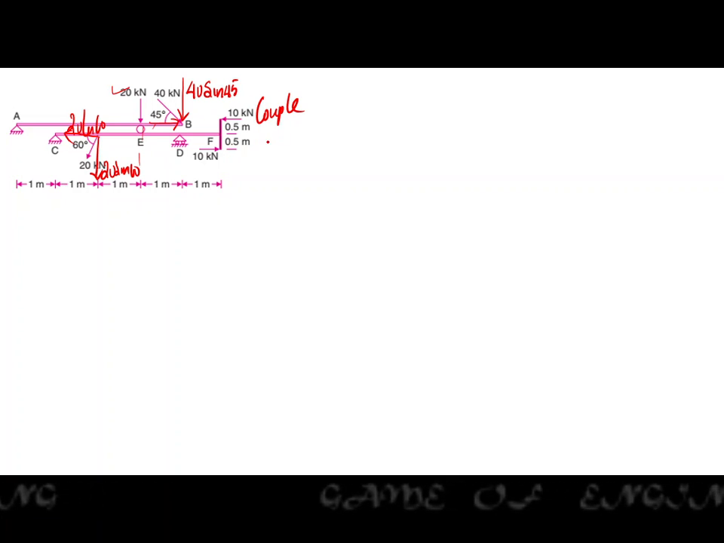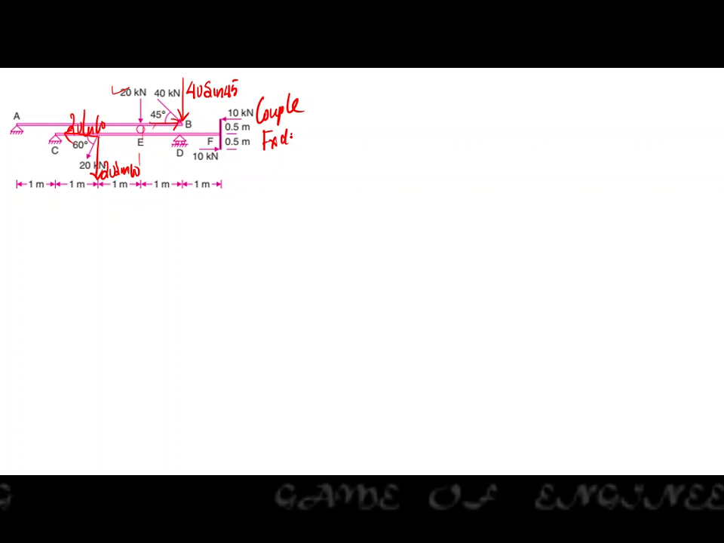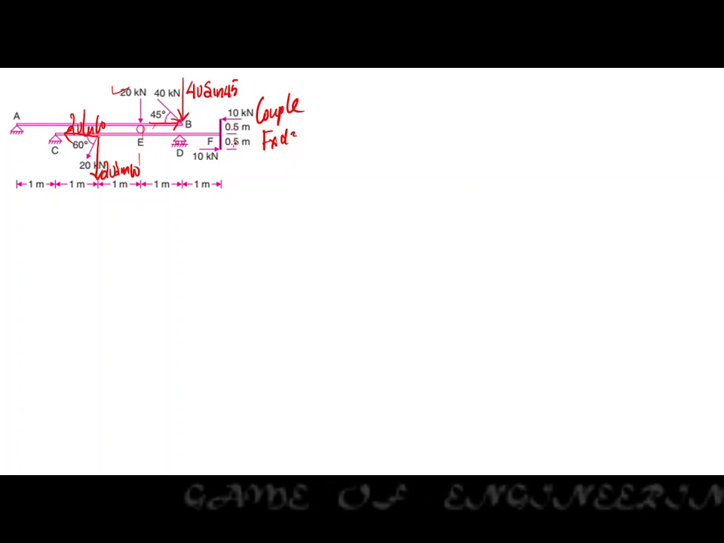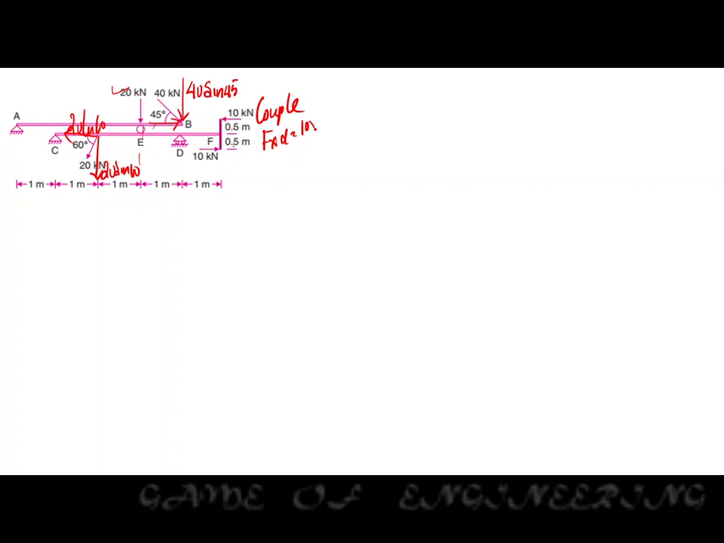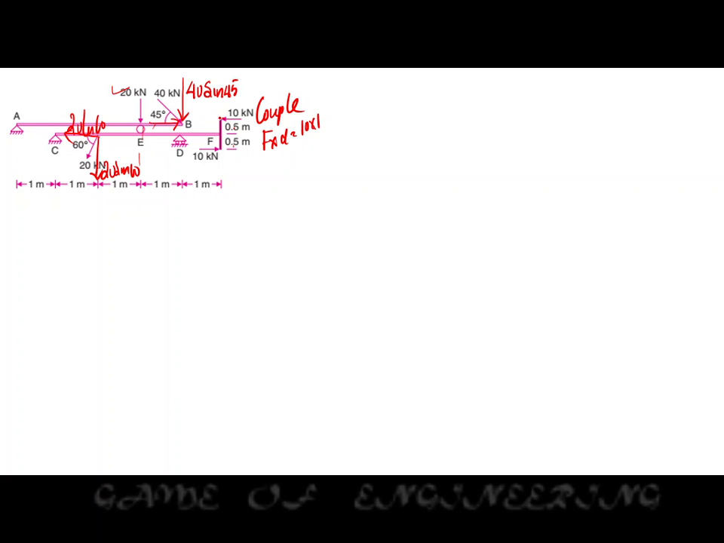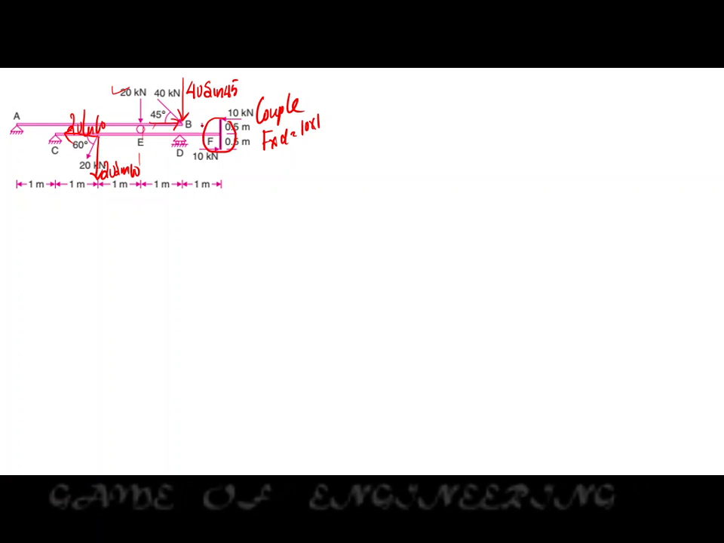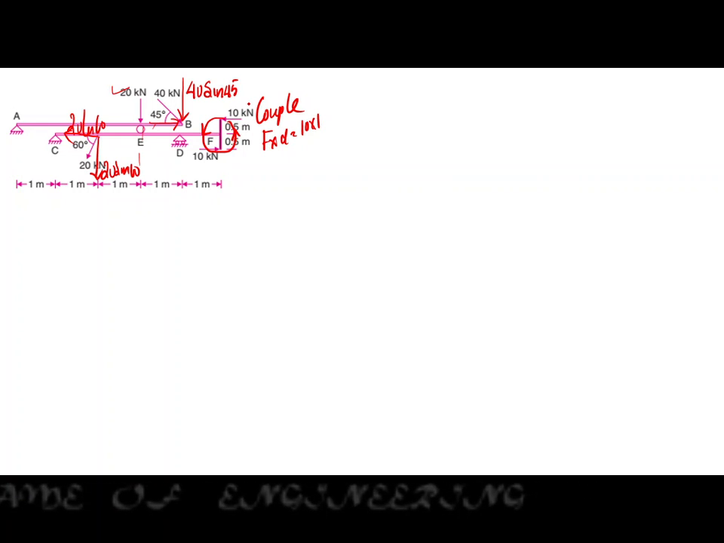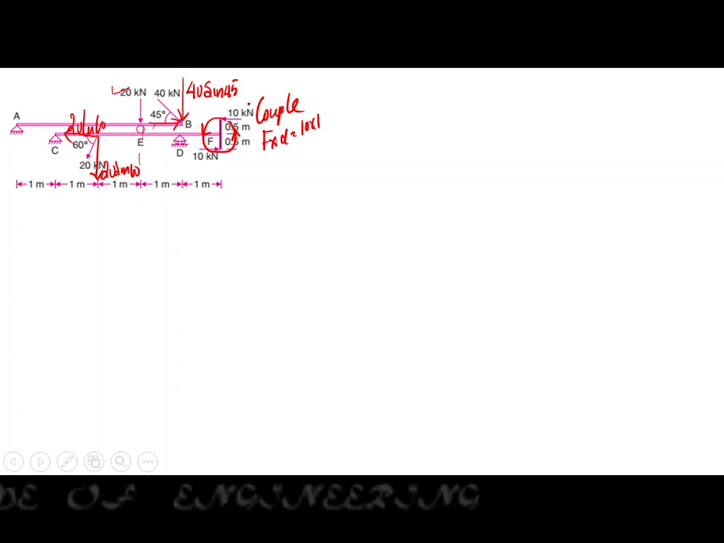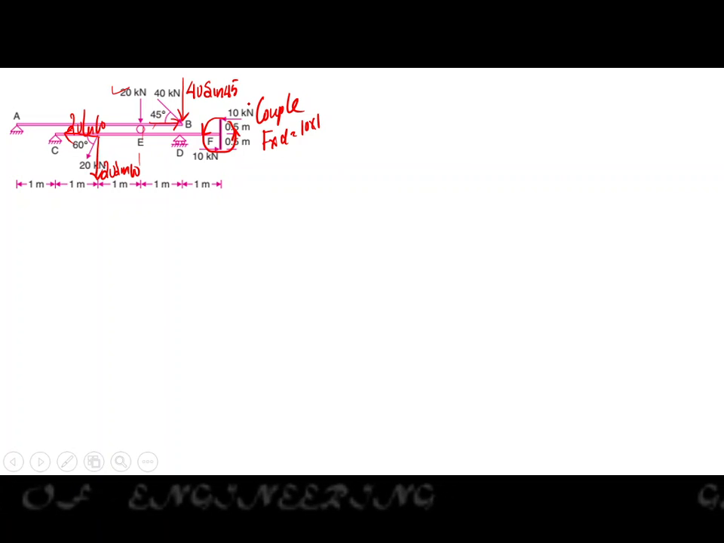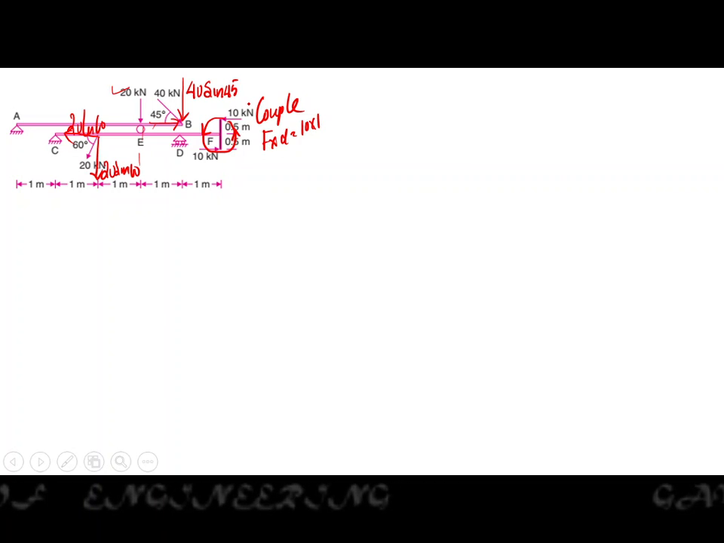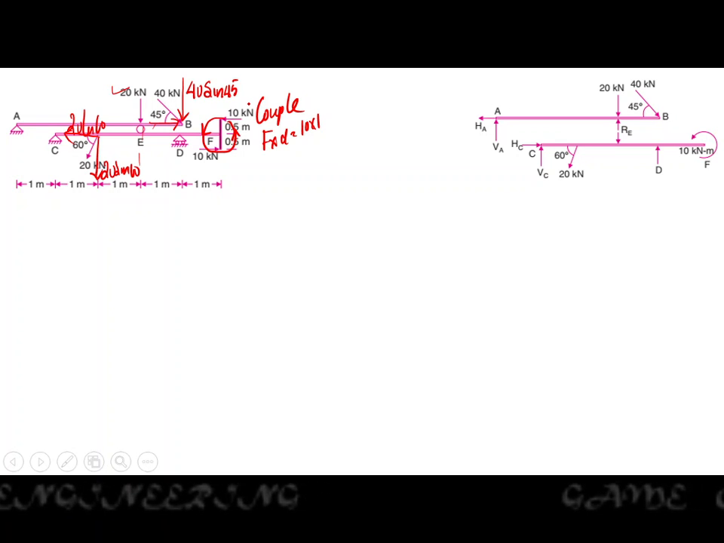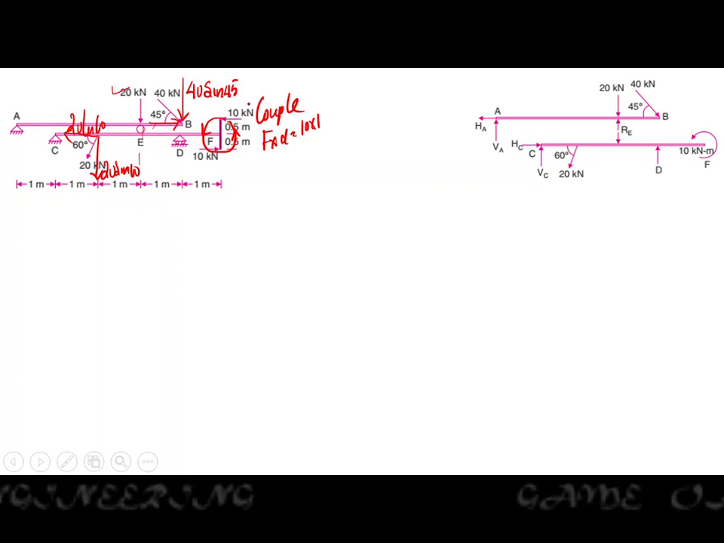Its effect is given by force into distance, that is equal to 10 into 1, the distance being 1 meter, and it is creating an anti-clockwise couple. So we can replace this with a couple or moment in the anti-clockwise direction, and its magnitude is 10 kilonewton meter. So we will be redrawing our given question.